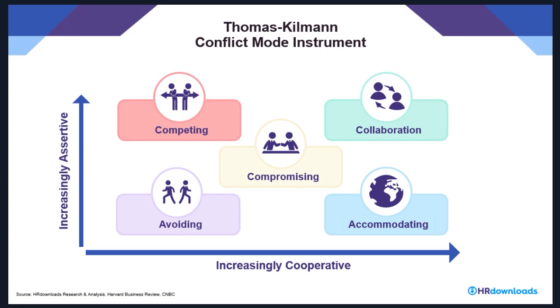And then finally, we have compromising. Compromising is moderately assertive and cooperative, and it results in both parties coming to a mutually acceptable solution where everyone is partially or fully satisfied. It can mean coming to a mutual agreement or working together to come up with a brand new solution rather than taking side A or side B.